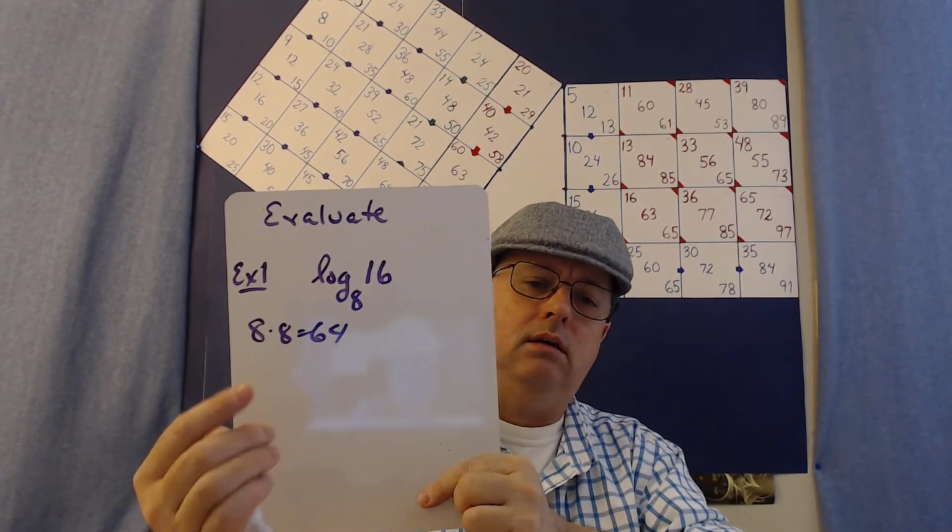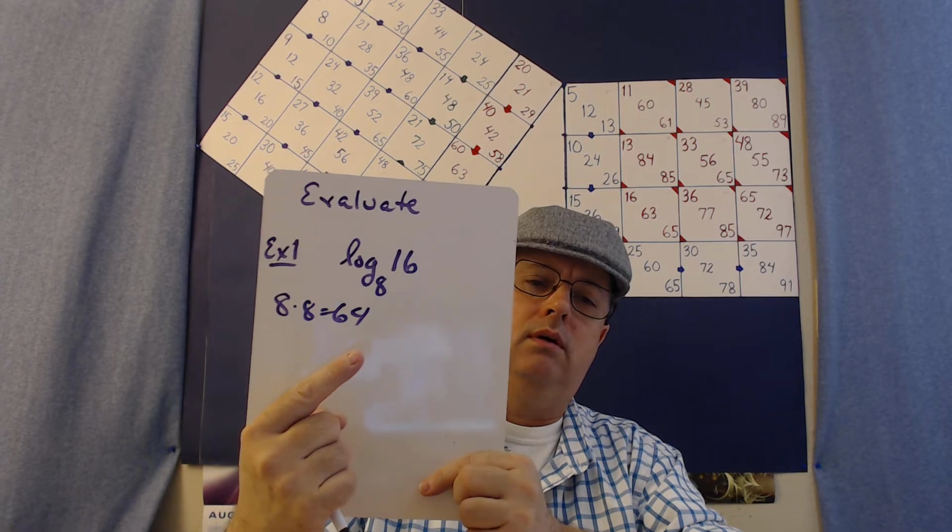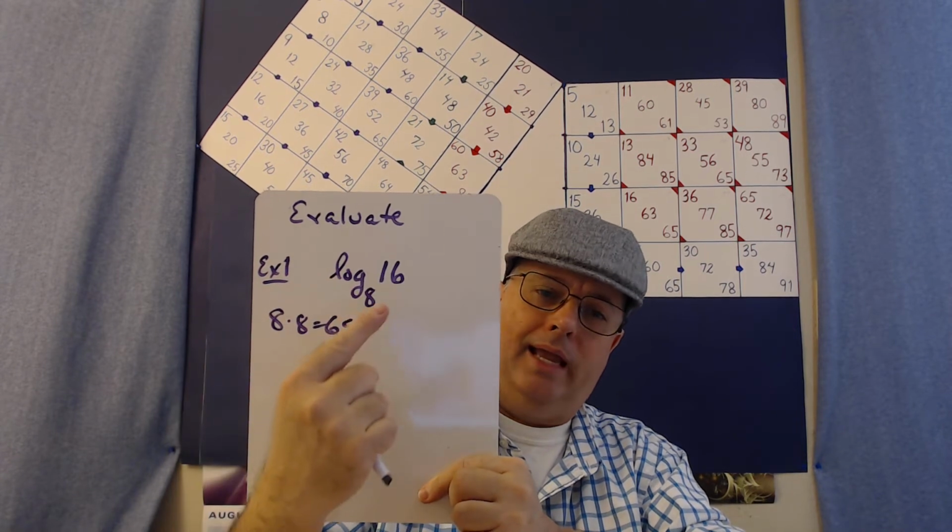Hold on a second now. 8 times 8, well, that's 64. If I have one 8, that's 8, and if I have two 8s, that's 64. I don't know what power of 8 is 16. Well, let's use the change of base. I bet that's a good idea. That's why we're talking about that.